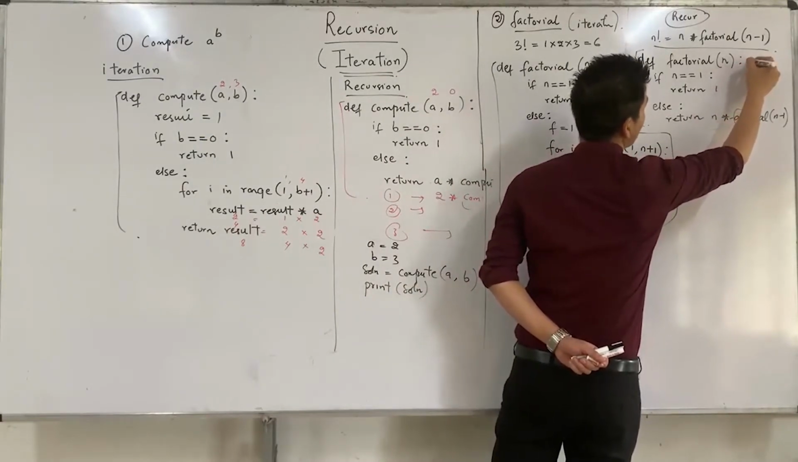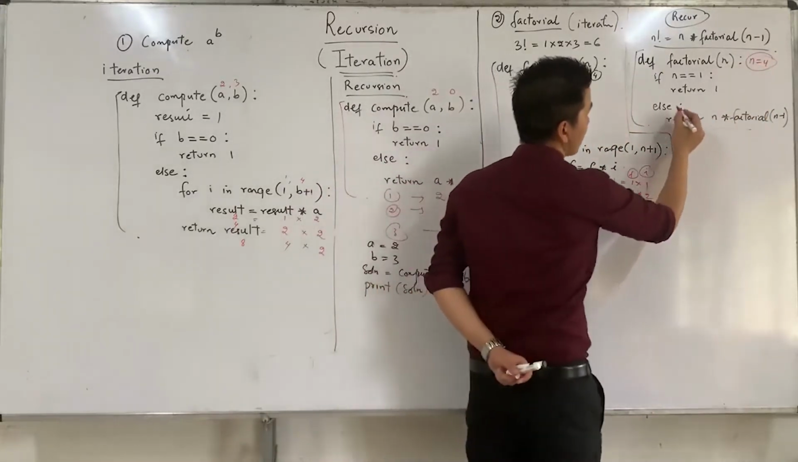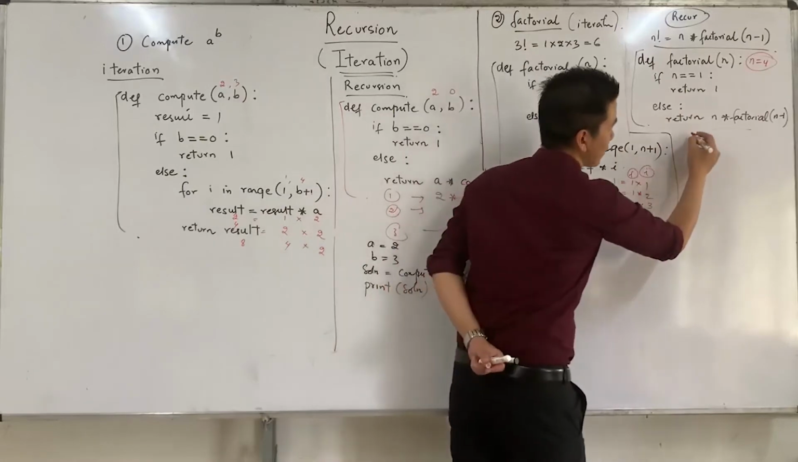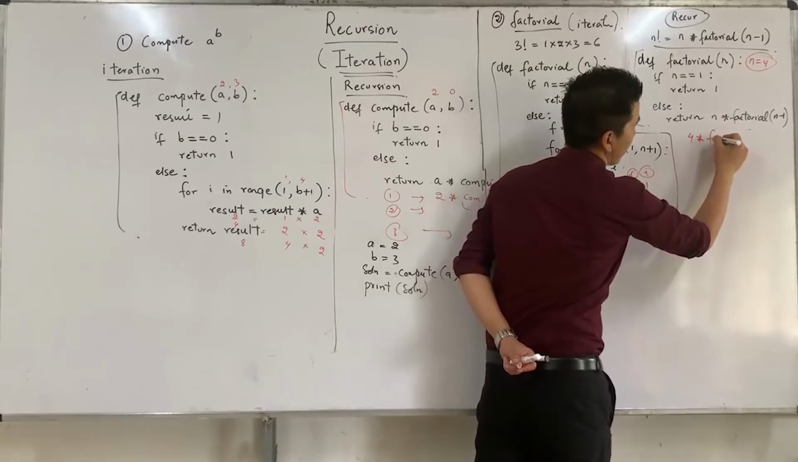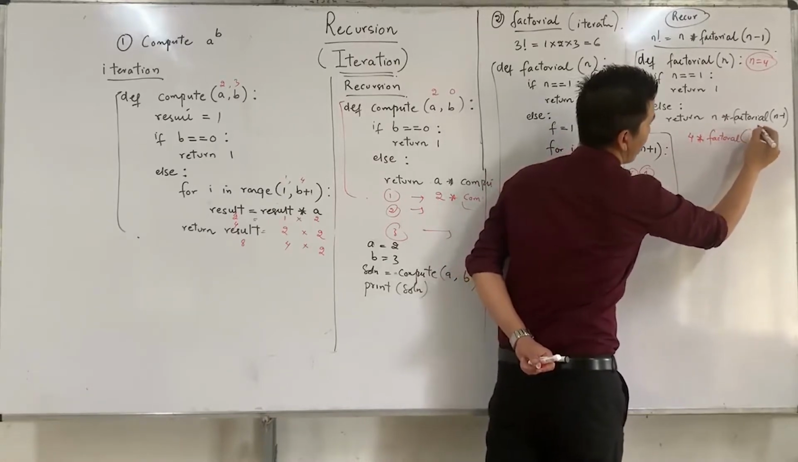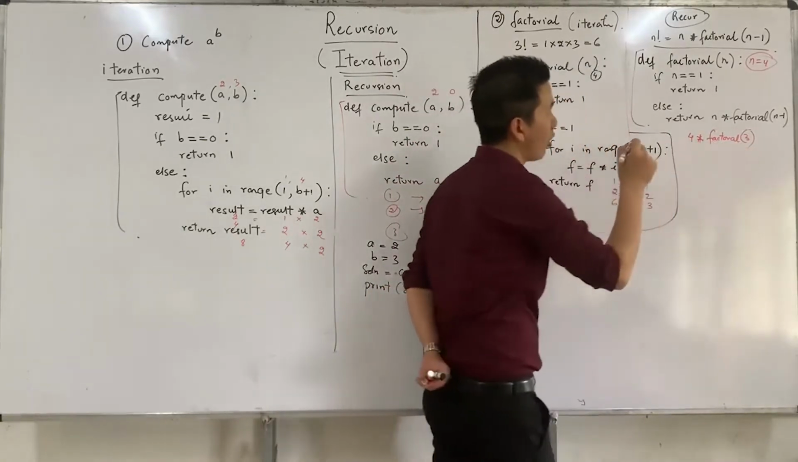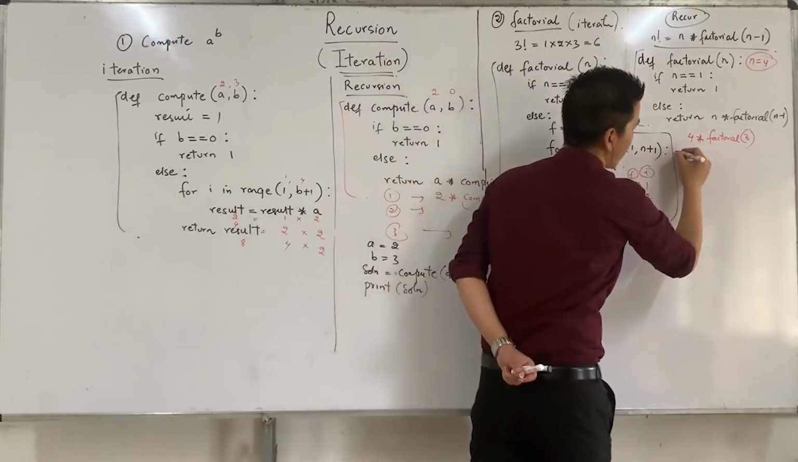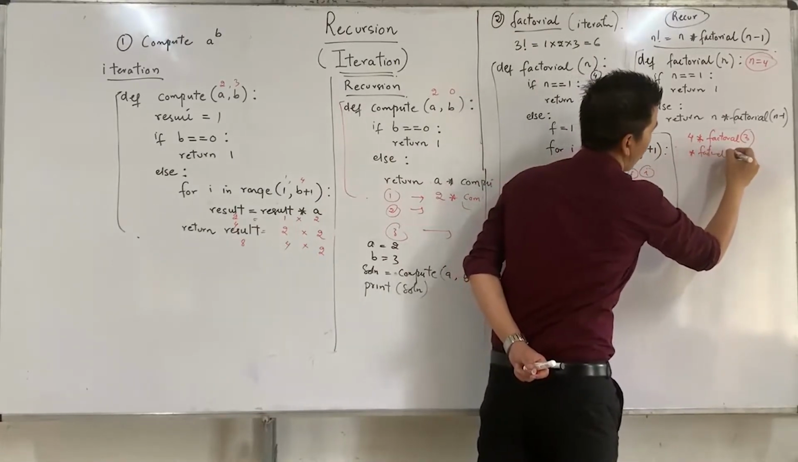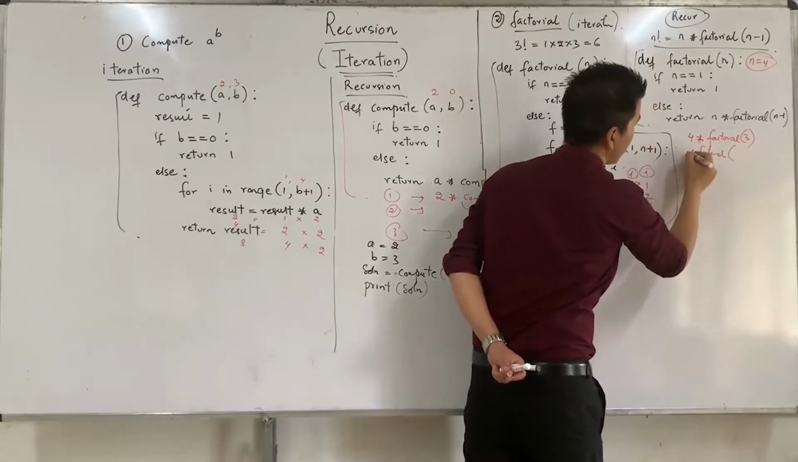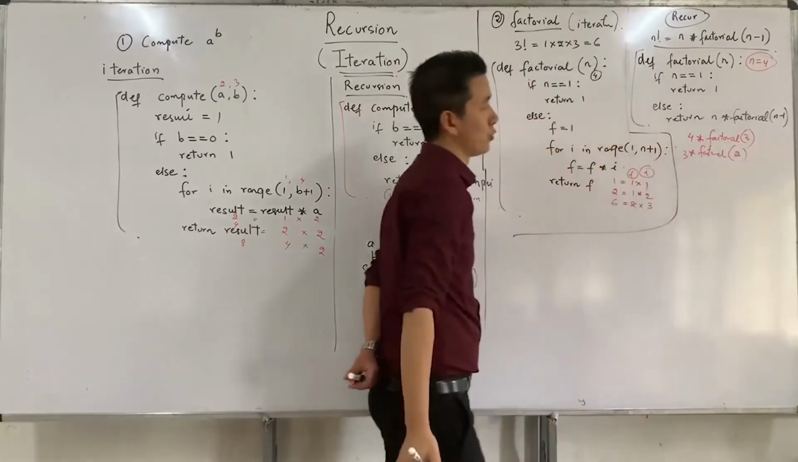Okay, the value of n is 4. N is equal to 4, right? So the first call will generate the return statement of 4 multiplied by factorial of 4 minus 1, which is 3. And then this will again call the function itself, as a result of which it will generate factorial of 3, multiplied by 3 minus 1, which will be 2.